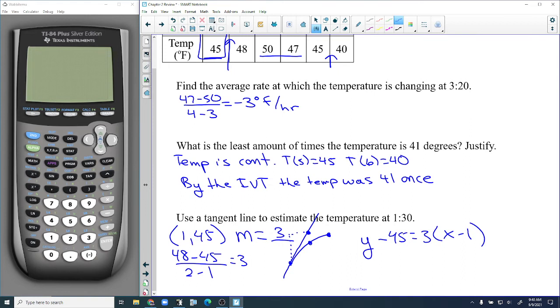1:30 is 1.5. So y minus 45 is 3 times 0.5. 1.5 minus 1, that's 0.5. Half of 3 is 1.5. So 46.5 degrees Fahrenheit is our best guess using a tangent line. Questions on that?